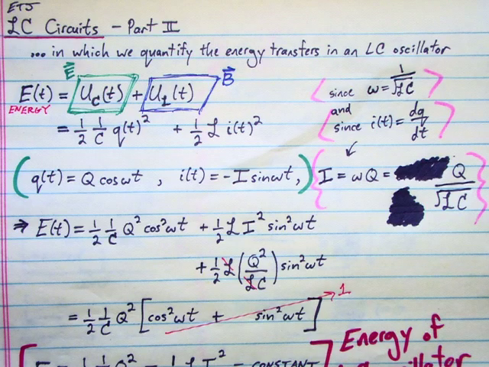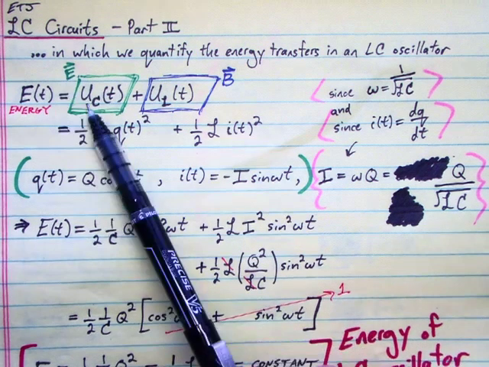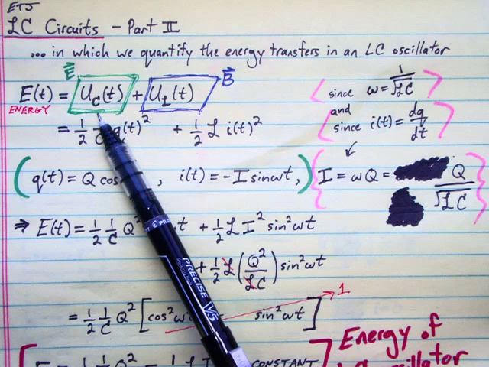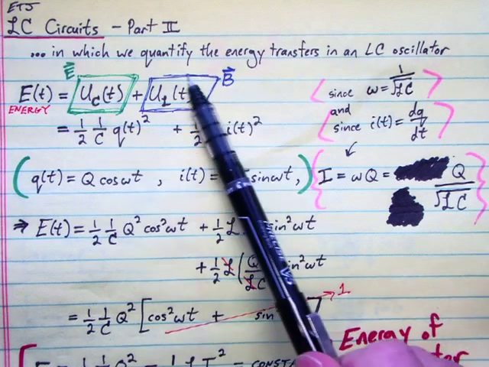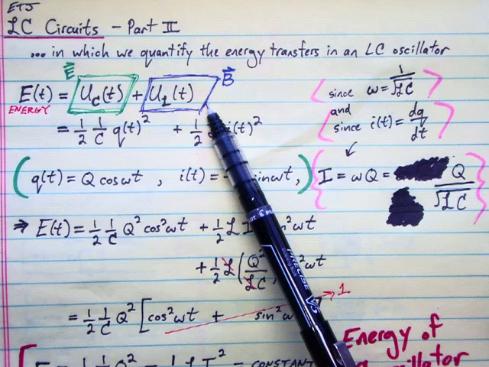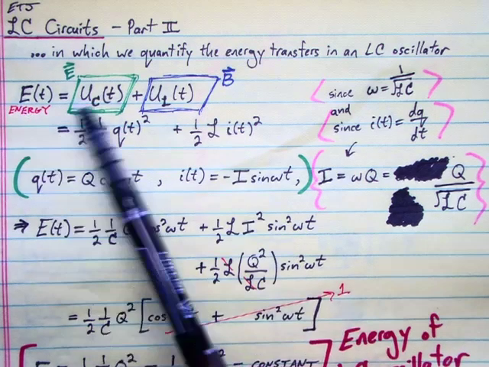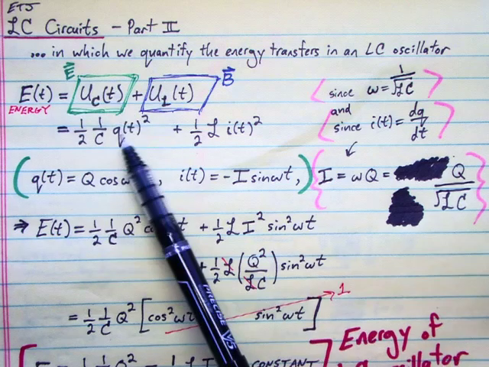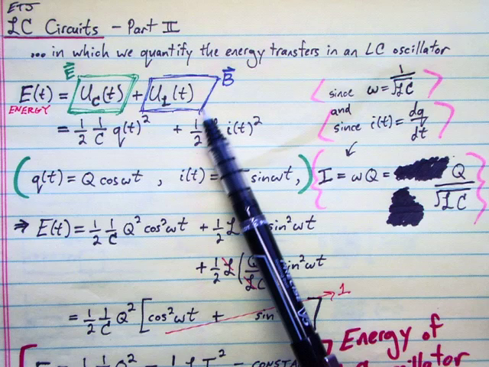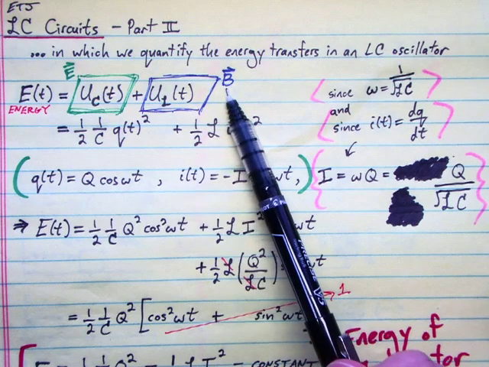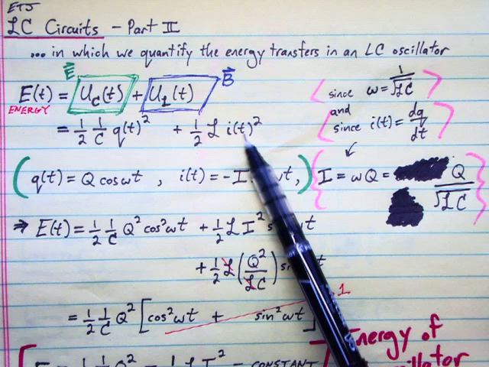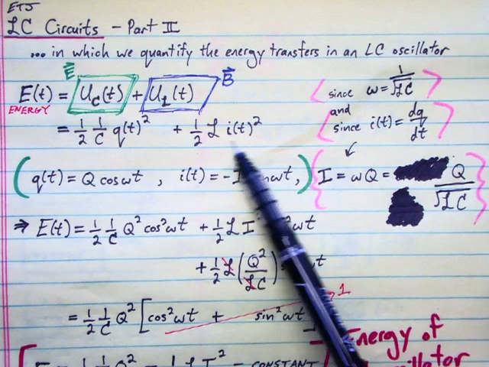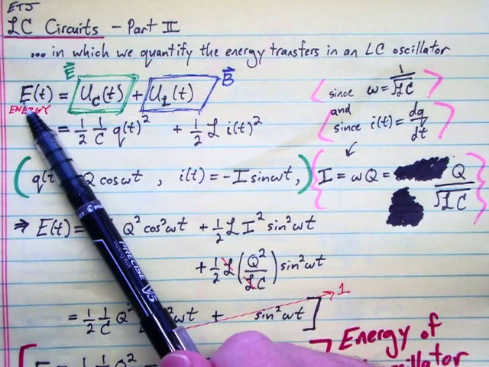An LC circuit can store energy in two places: in the electric field between the plates of the capacitor and in the magnetic field inside the coil of an inductor. So the total energy of the system would be the sum of those two. Now, the energy in the capacitor varies with time because the charge on the plates varies with time, and the energy stored in the inductor varies with time because the current here varies with time. So, what about the total energy of our system?